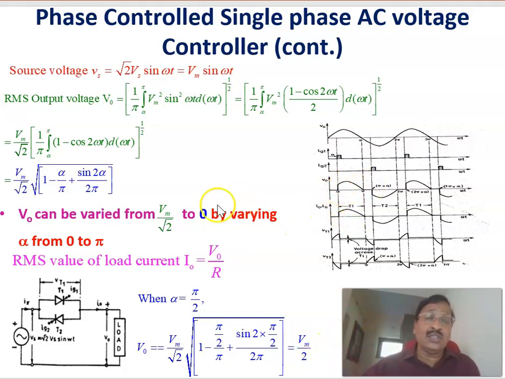If the firing angle is equal to 0, it is equal to Vm by root 2. Like that, by changing the firing angle, also called the phase angle, of this controller, you can vary the RMS value of the output voltage. That is called phase control.